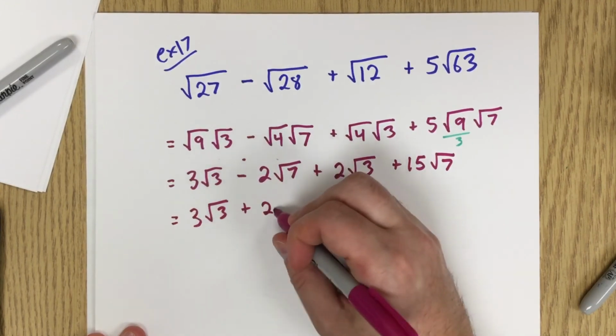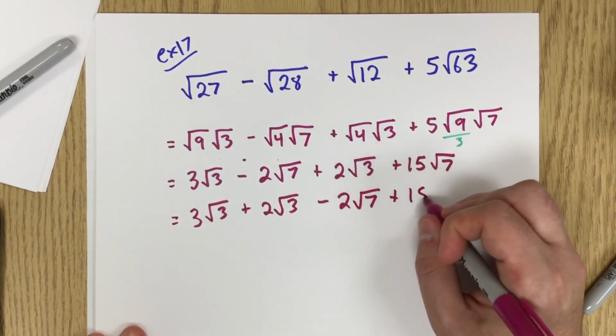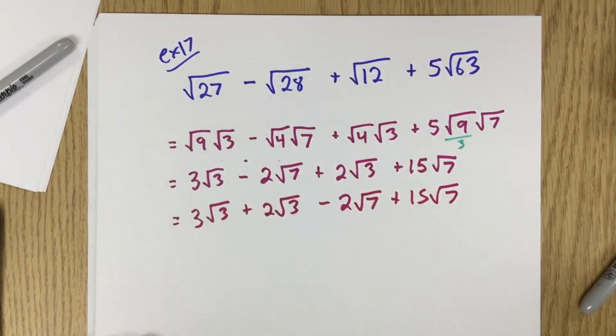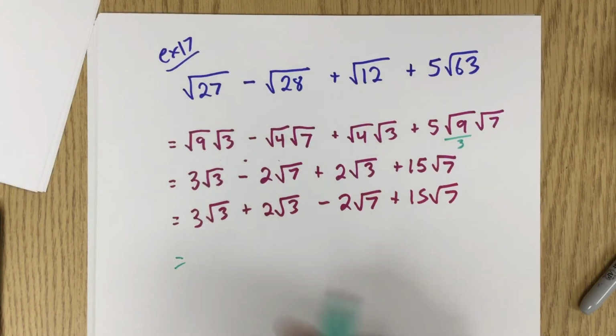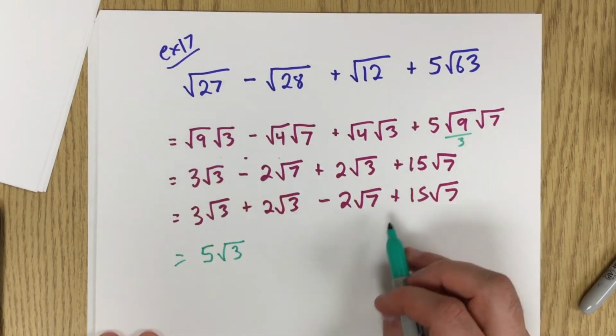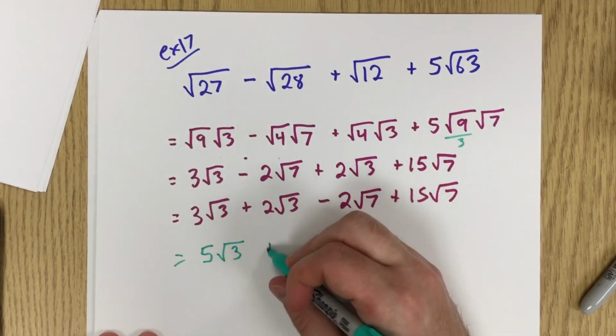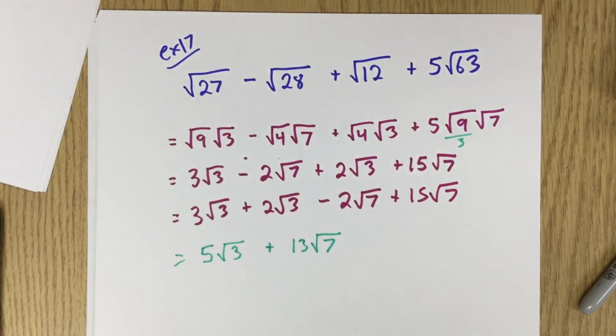3 root 3 plus 2 root 3 minus 2 root 7 plus 15 root 7. And the answer will end up being 3 plus 2 is 5 root 3. Negative 2 plus 15 is 13 root 7. And that ends up with that.